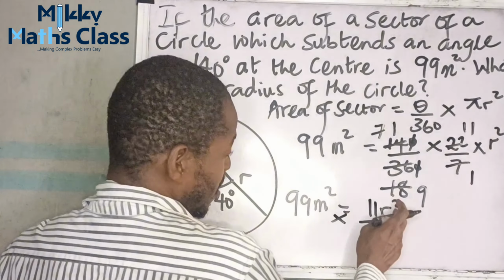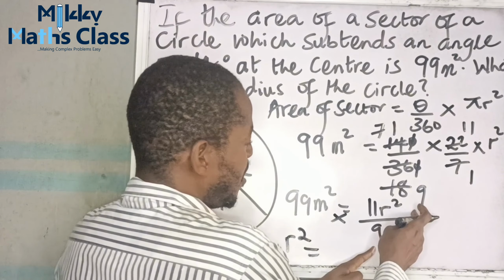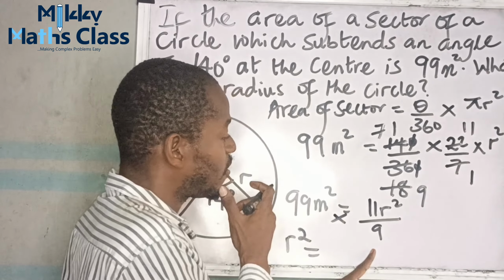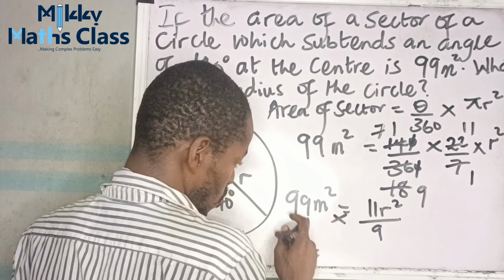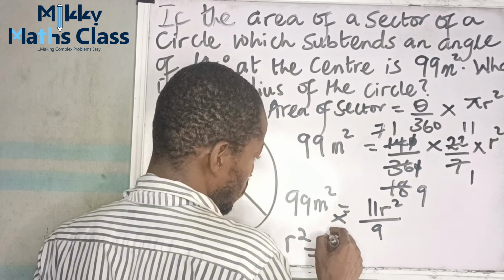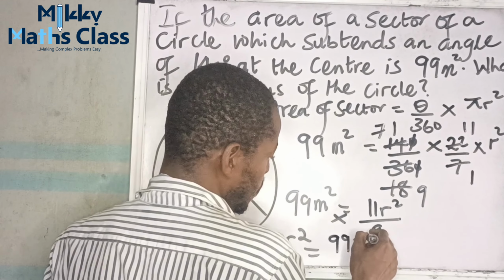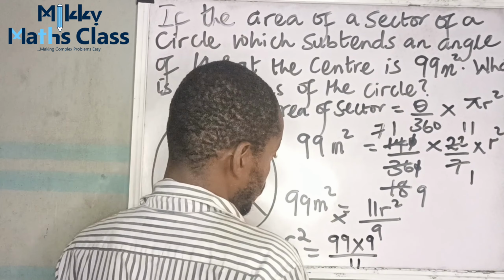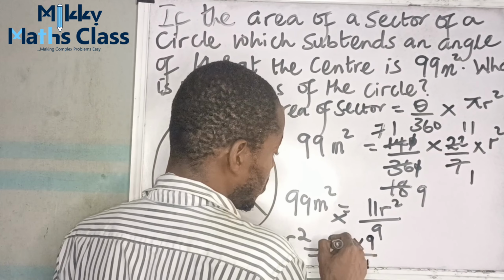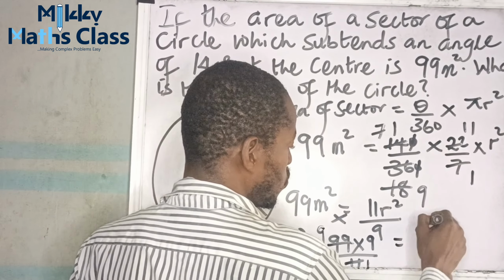What we just do to make our r square, so our r square will be equal to, take the inverse of the coefficient of r, that's multiply both sides by 9 over 11. So r square will be equal to 99 times 9 over 11. So this becomes 11 here 1, 11 here 9. So 9 times 9 is 81. So r square is equal to 81.